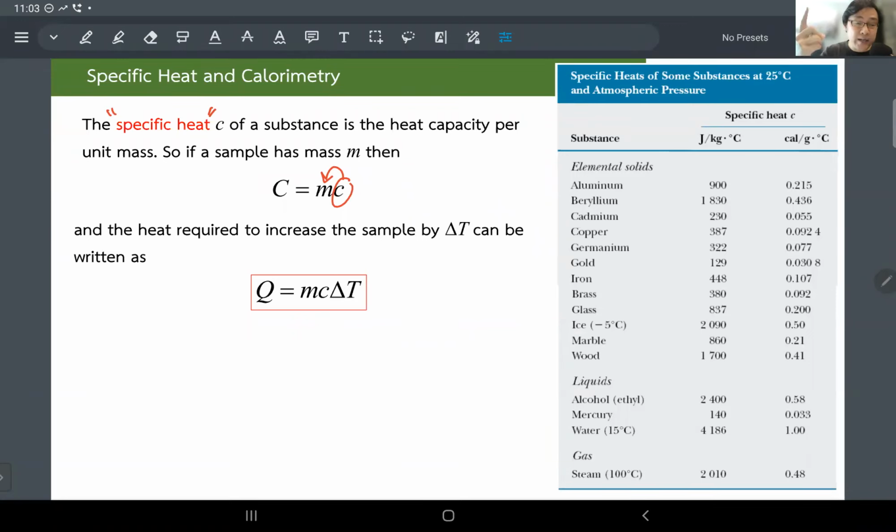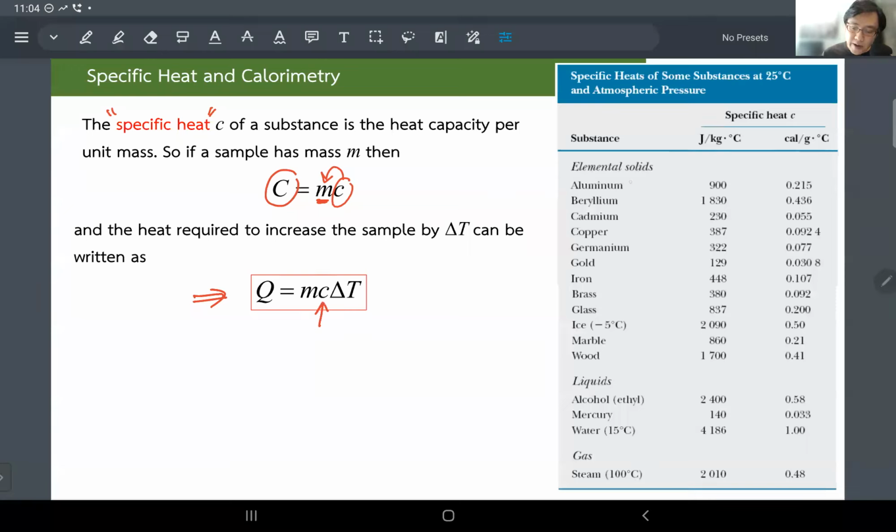Because by looking at the unit, it is the heat capacity per kilogram. To get back to the capital C, the heat capacity of the whole thing, you just multiply back the mass. And here comes the equation that we're going to use: Q, the heat that you transfer to the object, is equal to m, mass, times c, the specific heat, times delta T, and you're done. And by doing this, the good thing is all you need to do is just refer to the specific heat value.